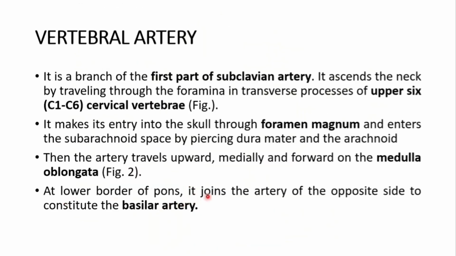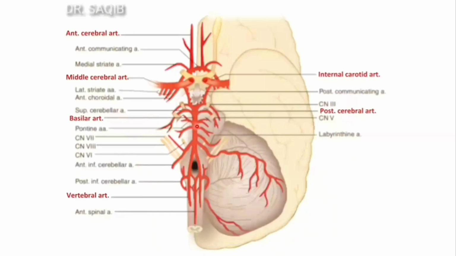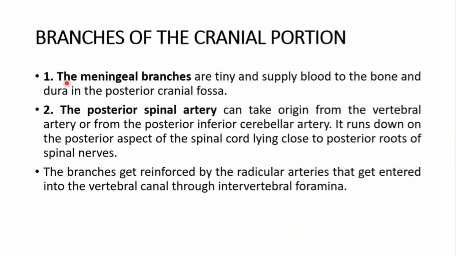At the lower border of the pons, it joins the artery of the opposite side to constitute the basilar artery. You could say this is the formation of the basilar artery from the two vertebral arteries, one on this side and the second on the other side. Two vertebral arteries form the basilar artery, and this gives very important branches in the formation of the circle of Willis. And branches of the cranial portion of the vertebral artery: the meningeal branches are tiny and supply blood to the bone and the dura in the posterior cranial fossa.